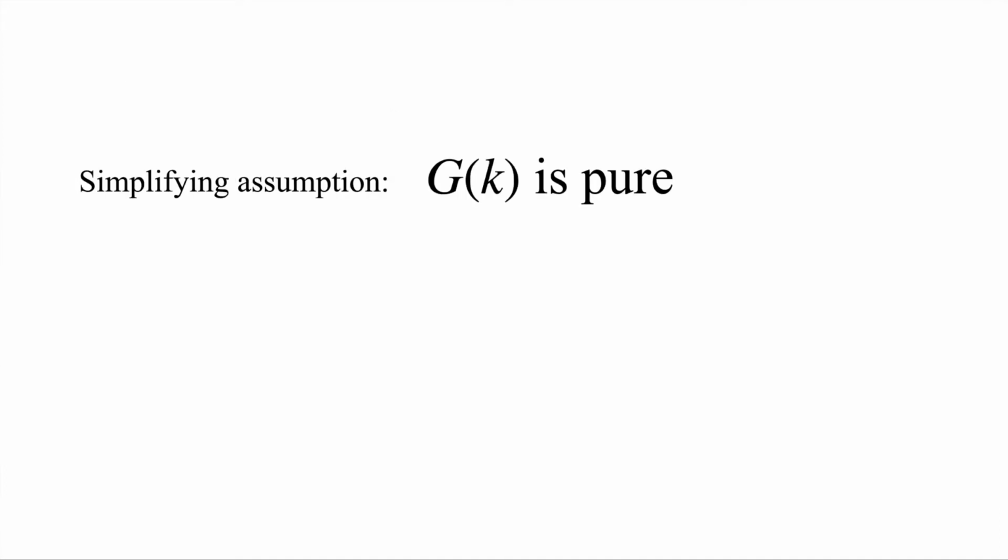Okay, so for the rest of the proof, I'm just going to make a simplifying assumption that the output is always pure. This just makes things simple, and moreover, the arguments can be generalized to the case when it's almost pure.